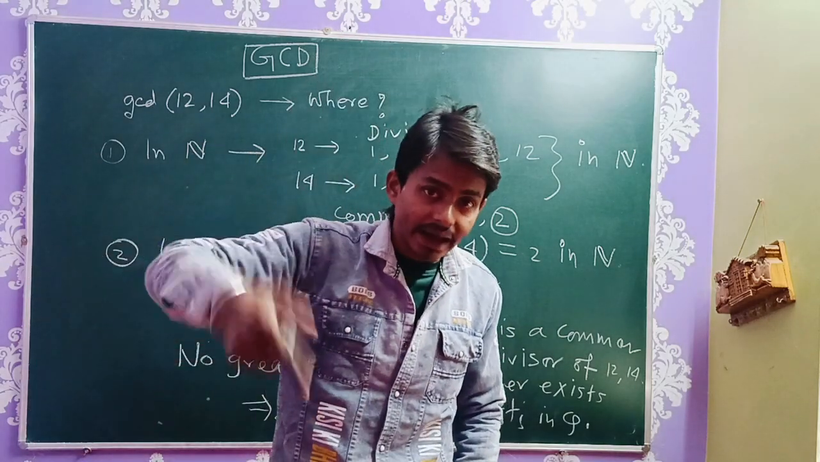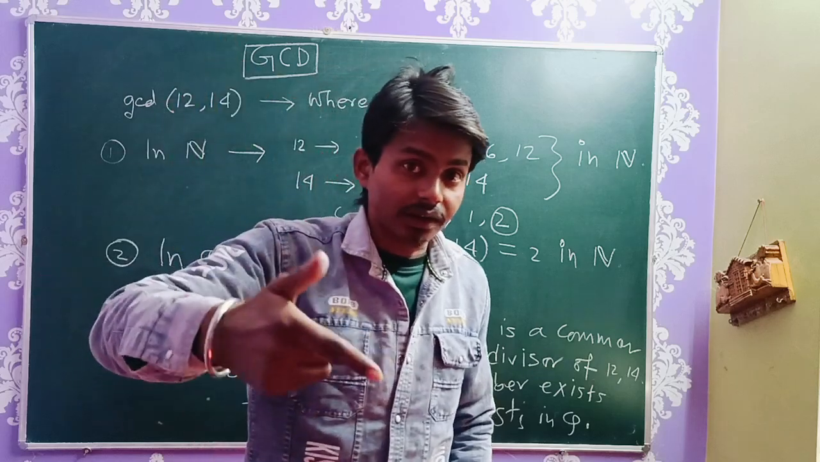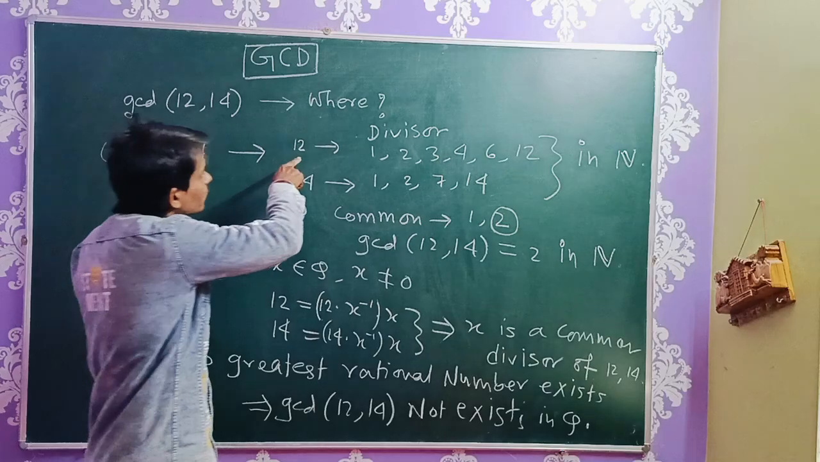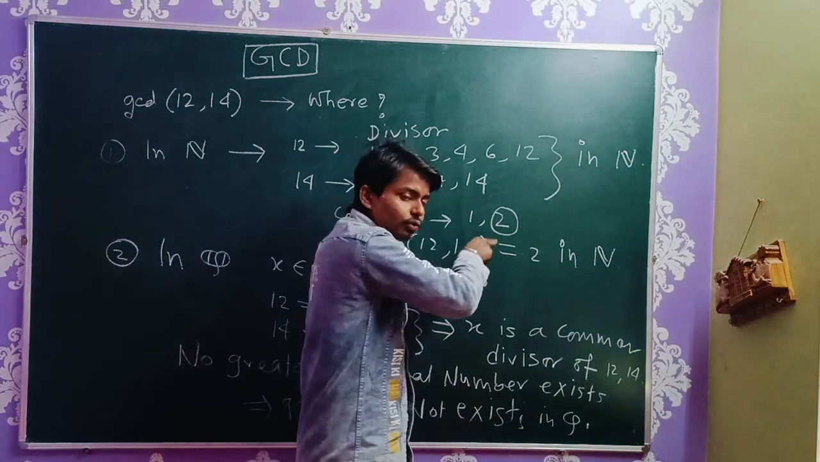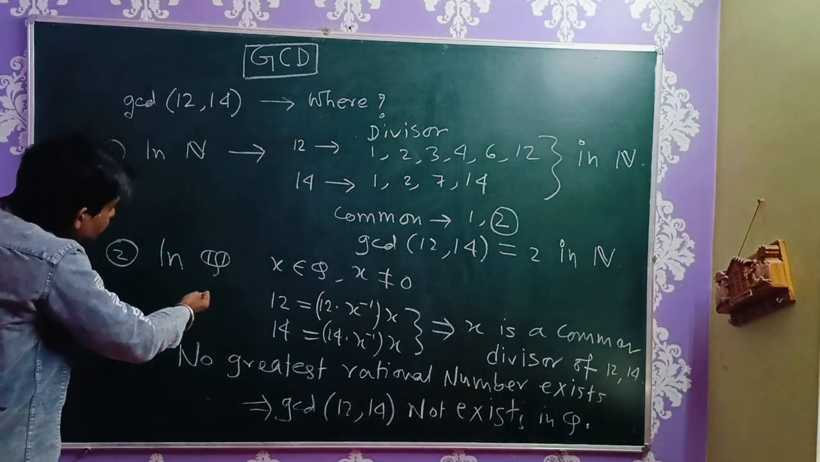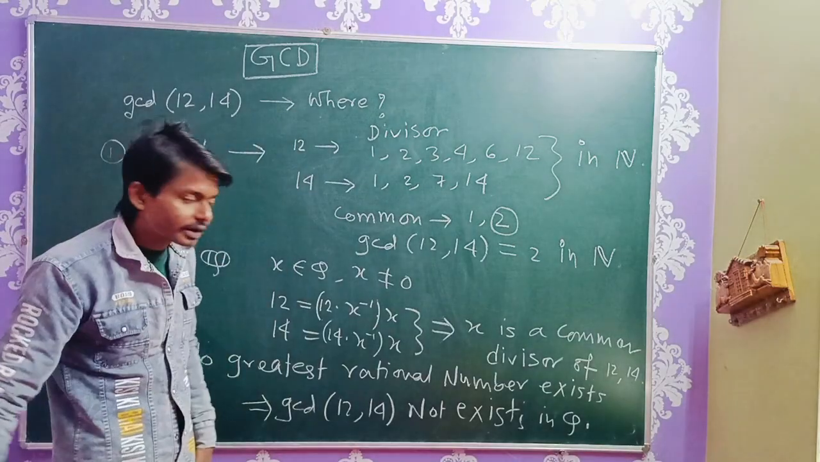But the question here is where you are calculating the divisors, right? I took two situations here. Inside N, the common divisors of 12 and 14 are 1 and 2, therefore the GCD is 2, therefore it exists inside N. But what happens inside Q if you try to calculate the GCD of 12 and 14?